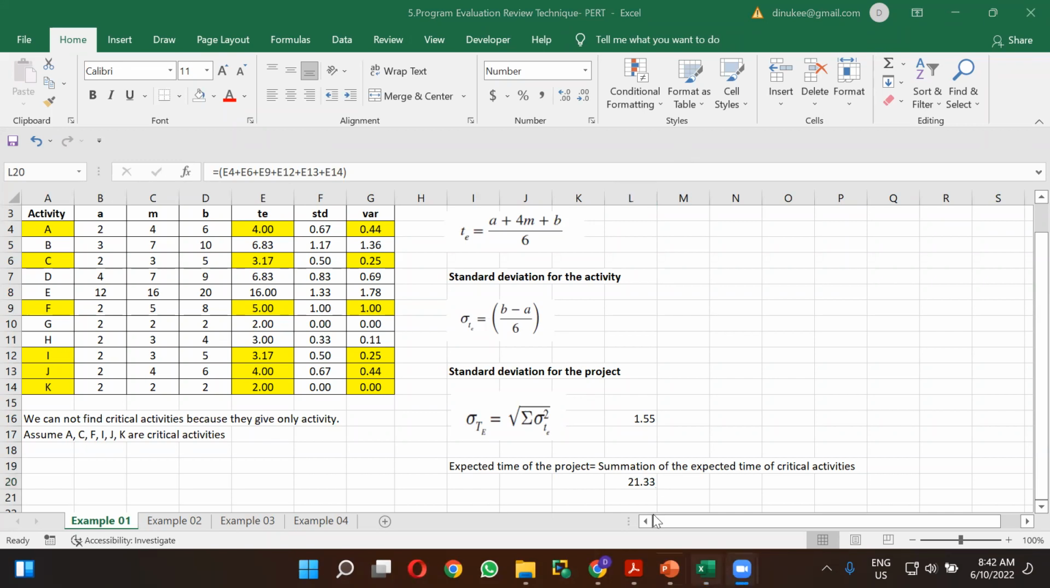So actually we are not telling it this way, right? We are not going to say 21.33 days. After calculating this figure, you have to give it roughly. It is what? It is 22 days, right?